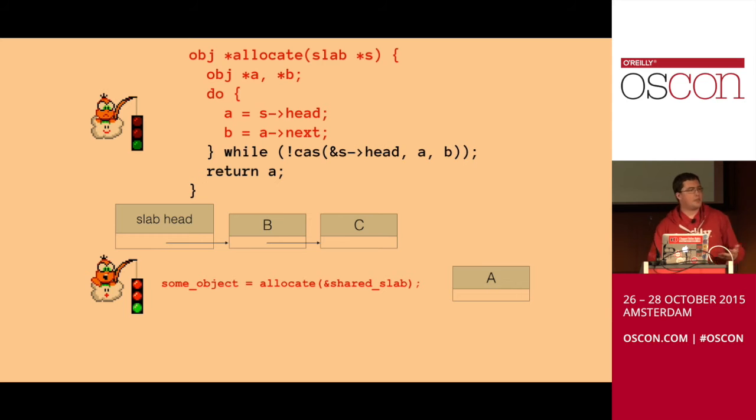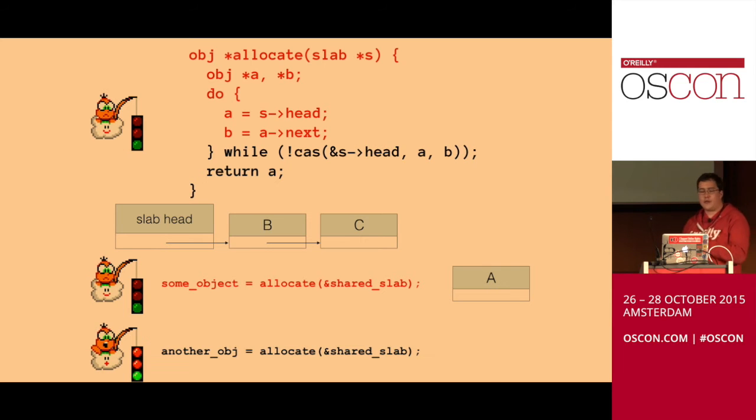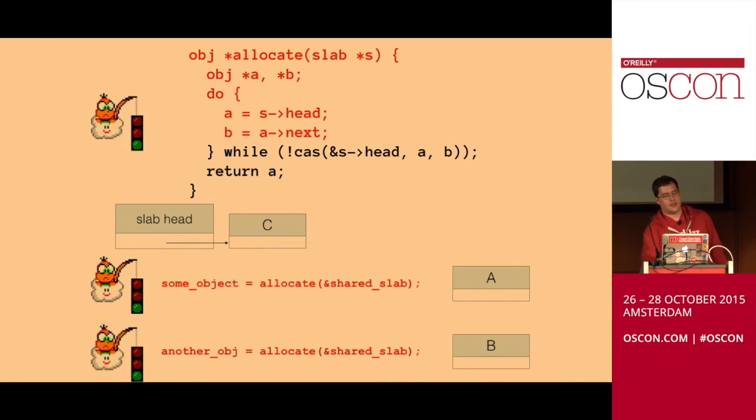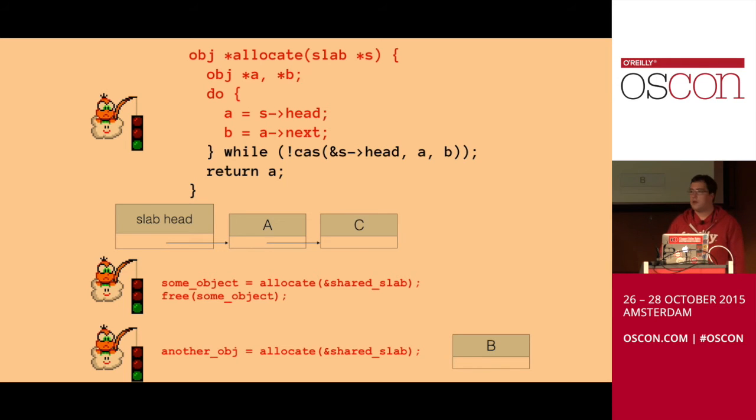Right? Let's play this game again. We have another thread that comes in, and it's going to do the same thing. OK, well, now that thread has B. Well, in the meantime, let's say this second thread that popped A off the stack decides that it's done with A, and it's going to push it back onto the stack. Maybe you can see a problem already.